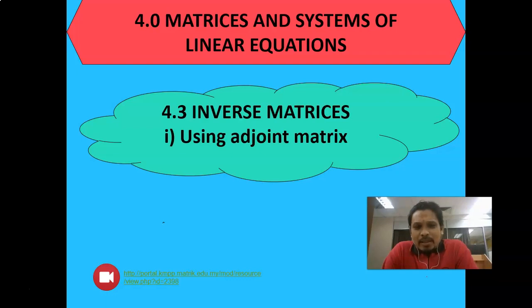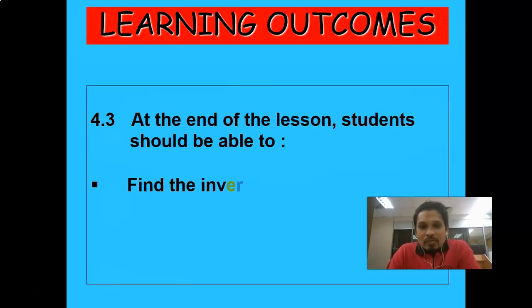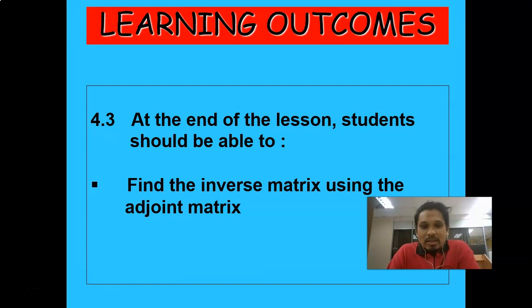When I asked my previous students, they were exposed to inverse matrices with a size of 2 times 2 during Form 4 and Form 5. That's what I know. So today we're going to find the inverse for matrices of 3 times 3. At the end of the lesson, students should be able to find inverse matrices using the adjoint.